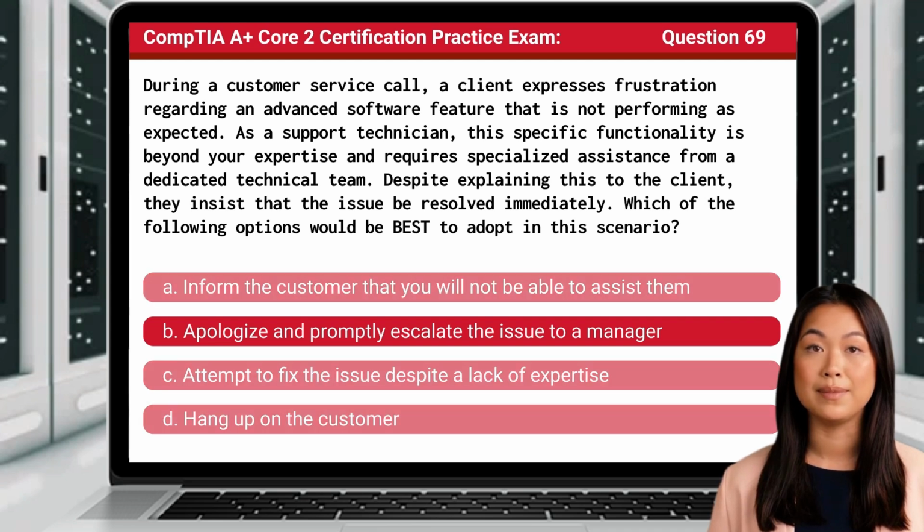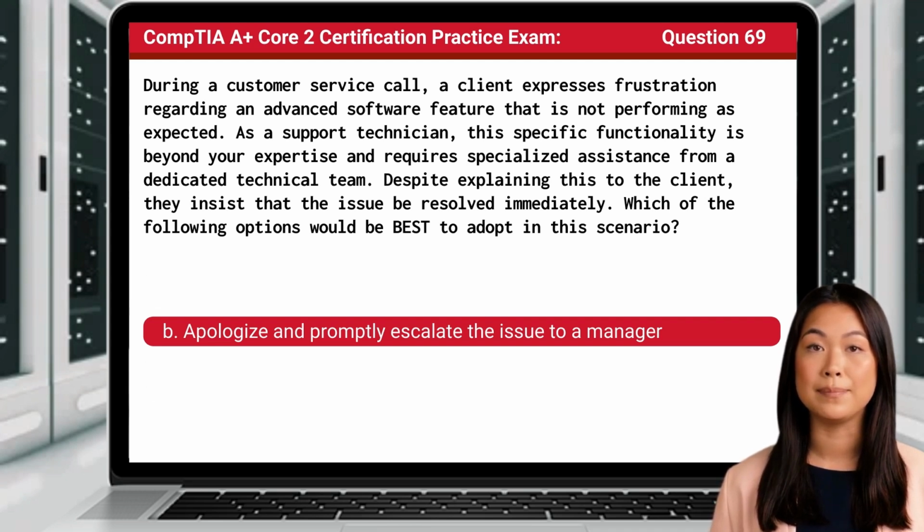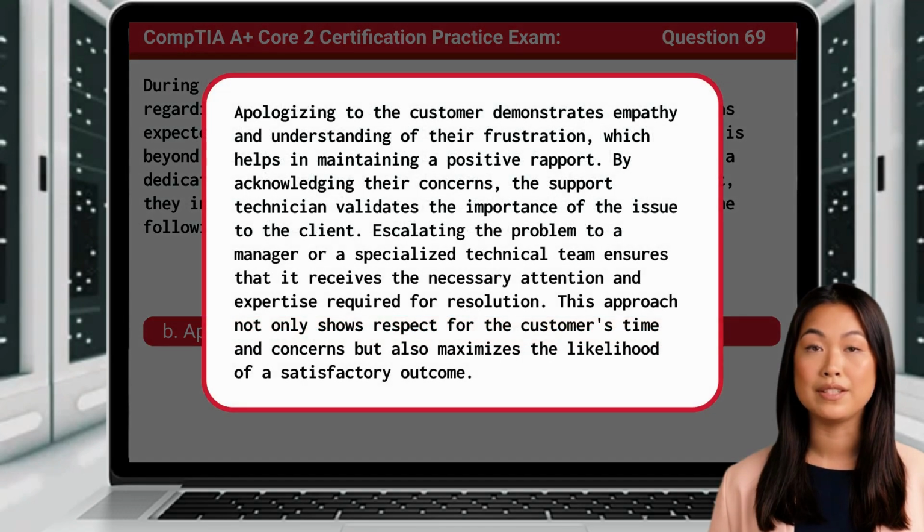The answer is B. Apologize and promptly escalate the issue to a manager. Apologizing to the customer demonstrates empathy and understanding of their frustration, which helps in maintaining a positive rapport. By acknowledging their concerns, the support technician validates the importance of the issue to the client.